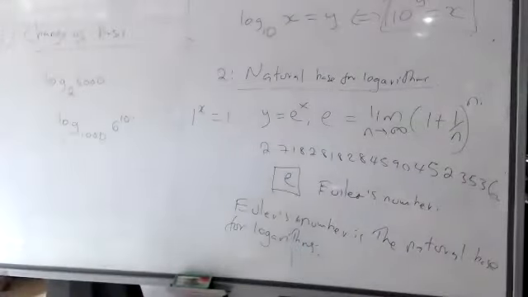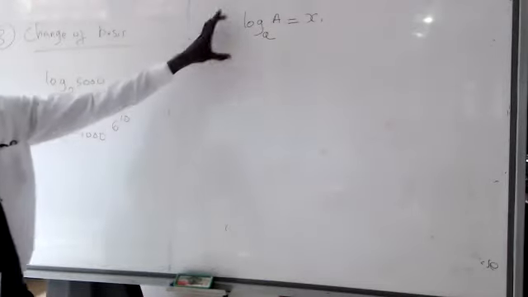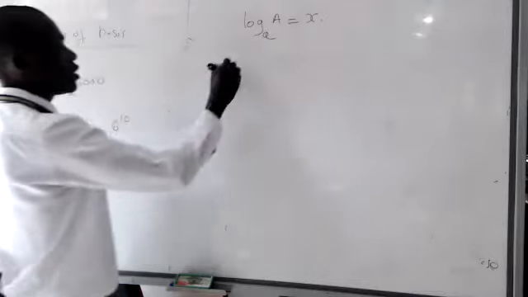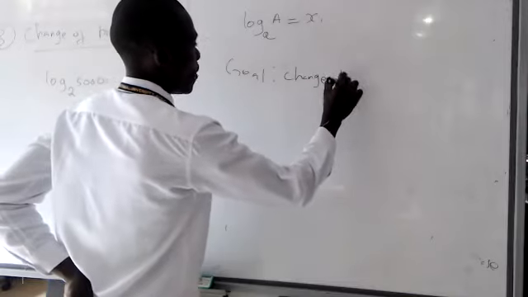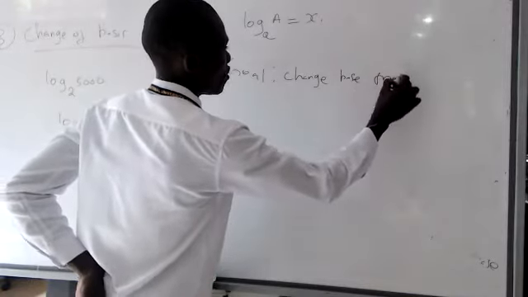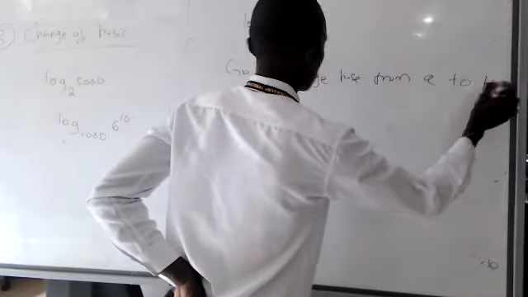Change of base is going to be very useful, especially when you're drawing graphs, because to draw graphs, you need to compute the coordinates. So in general, given the log to the base a of a number equal to, let's say, x, and let's say you want to change the base. So the goal is to change the base from a to anything, maybe k.